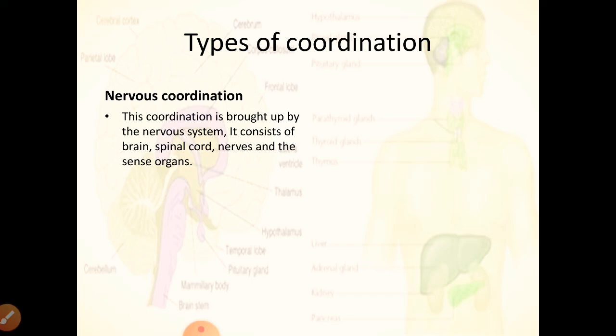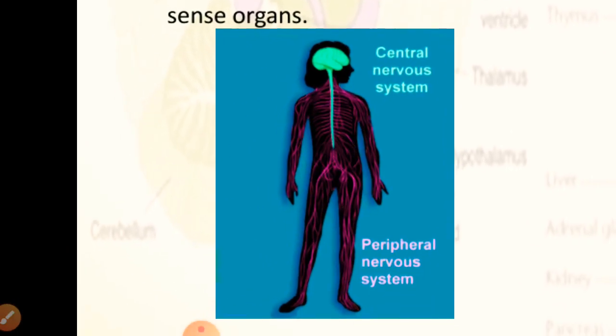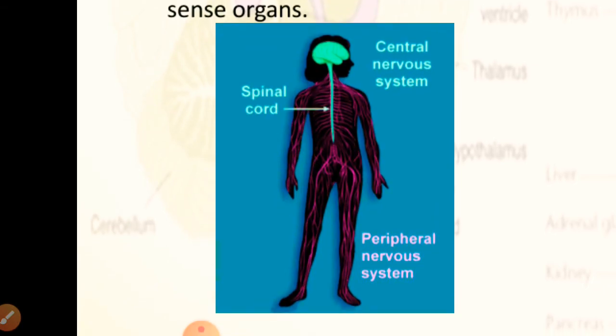Your nervous system consists of, as you can see here in the diagram, CNS, that is the central nervous system, and PNS, that is the peripheral nervous system. You can see very well in this diagram what the central nervous system is. Your central nervous system consists of brain and spinal cord. Can you see the spinal cord? So brain and spinal cord make the central nervous system.